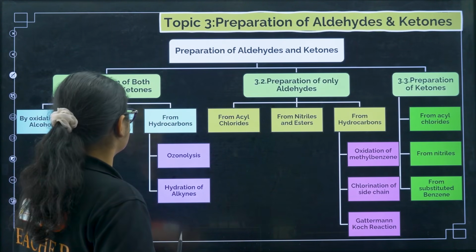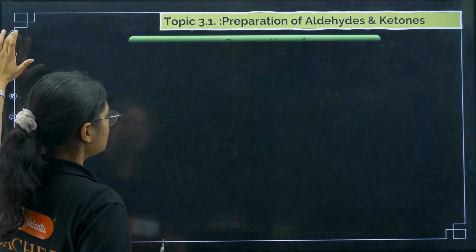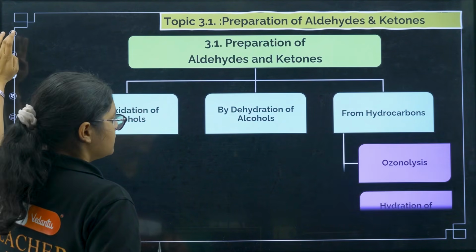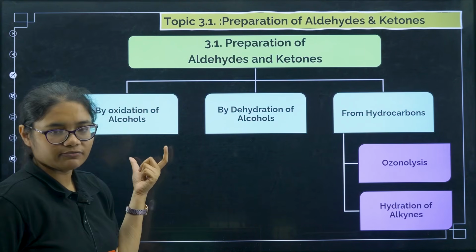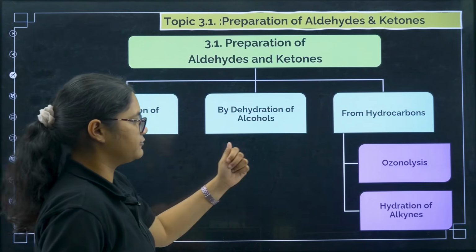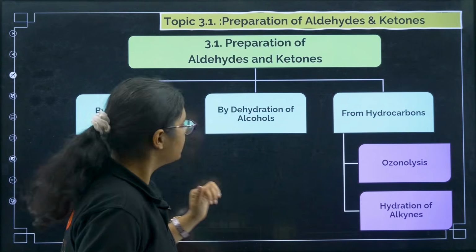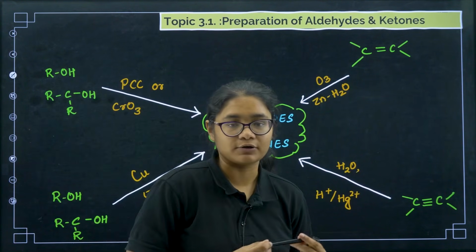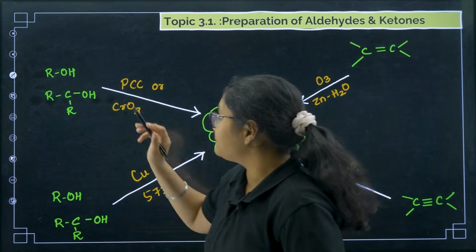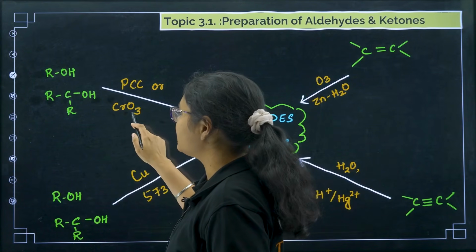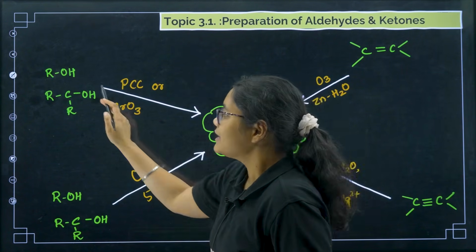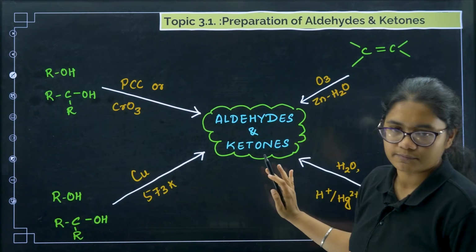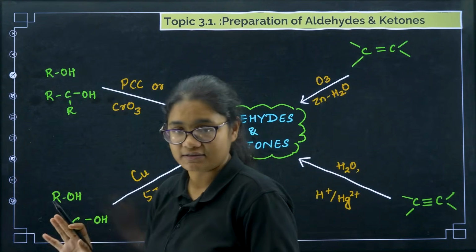Let's move forward. First, coming to preparations of both aldehydes and ketones. As I told you, the first is oxidation of alcohols, then dehydrogenation of alcohols, and from hydrocarbons. So this flowchart is very important. From oxidation of alcohols, I already told you that primary alcohols with PCC or CrO3 give aldehyde. Secondary alcohols with PCC or CrO3 give ketones. We have studied this already in the last class.